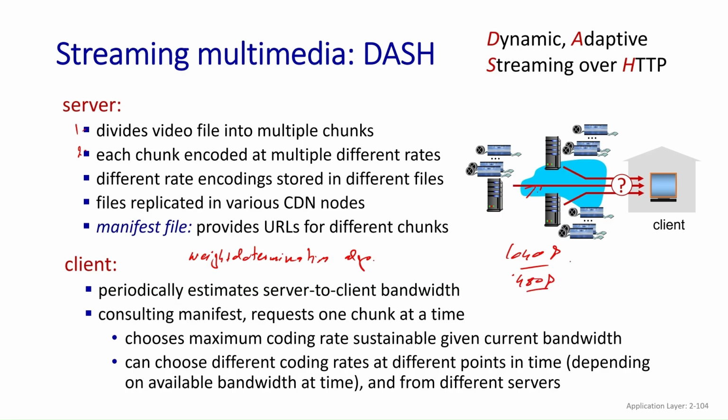because a copy of the chunk is encoded using 104p, and the same copy is also encoded using 108p or 72p. So the client part of the application will choose the maximum encoding rate, for example, 1040p or 4K, which can be sustained based on the current bandwidth, and it can use a different encoding rate at different points in time, depending upon the available bandwidth at that time, and maybe from a different server as well.